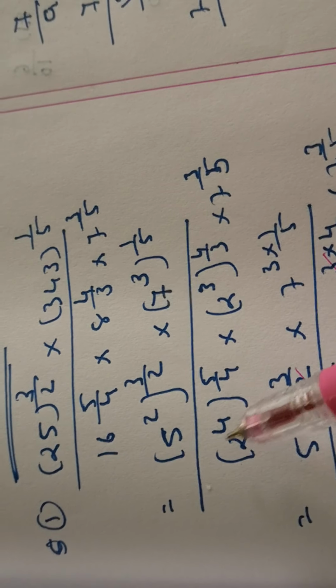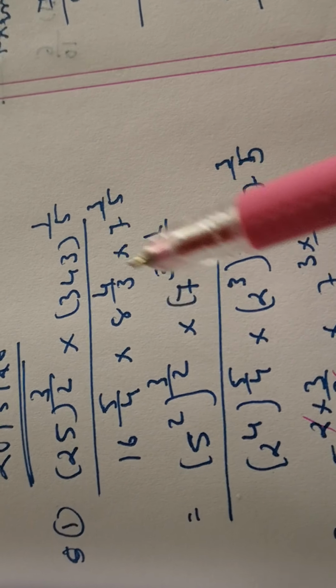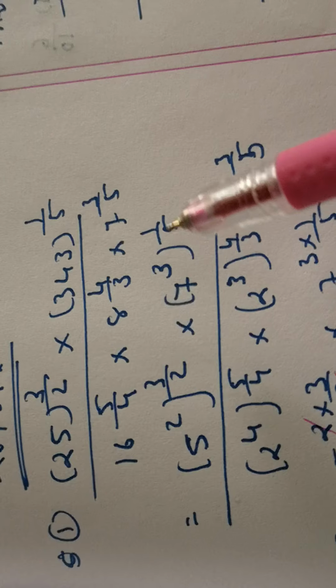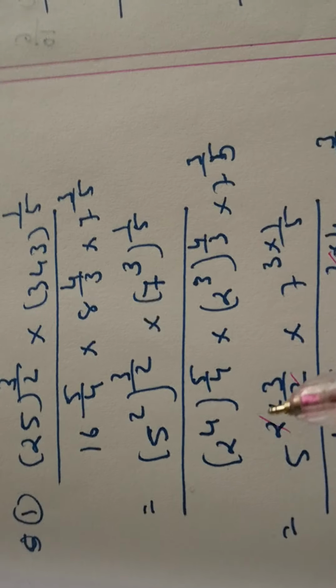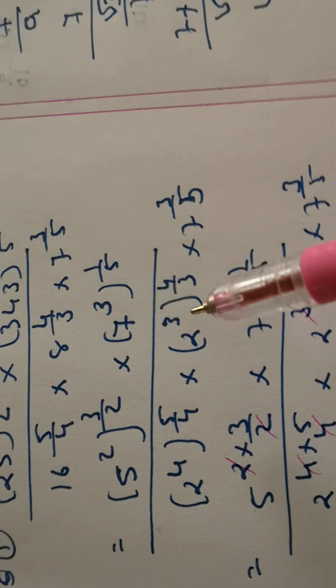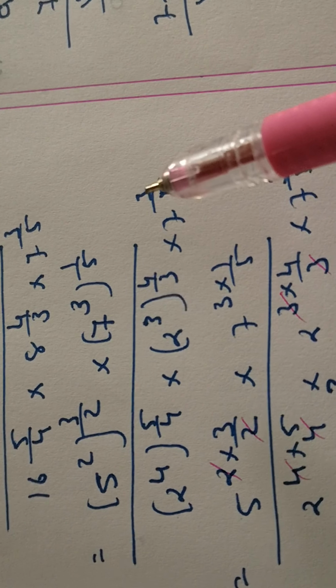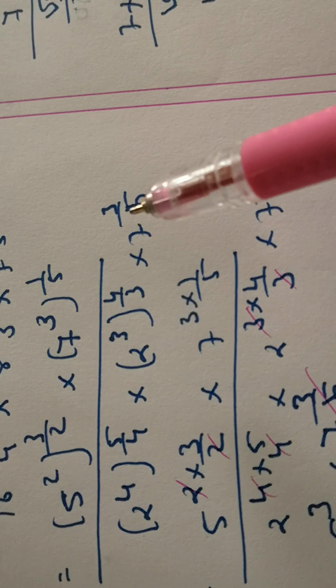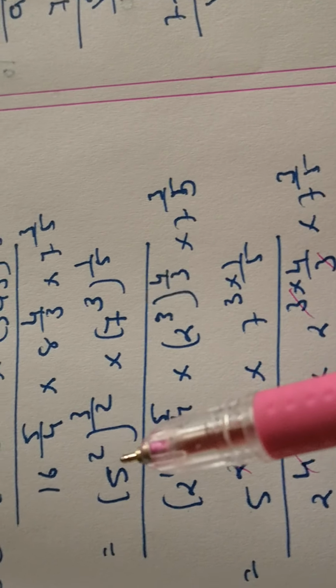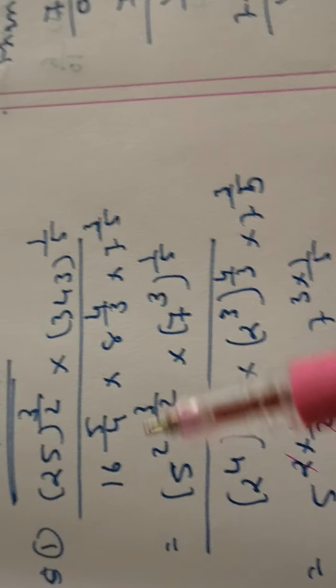Now 25 is 5 square, so (5 square) raised to 3/2, and 343 is 7 cube, so (7 cube) raised to 1/5. 16 is (2 raised to 4) whole raised to 5/4. 8 is (2 cube) raised to 4/3, multiplied by 7 raised to 3/5. If you don't know, you are going to find the prime factors of 16, 8, 25 and 343 to get this answer: 5, 7, 2 and 2.